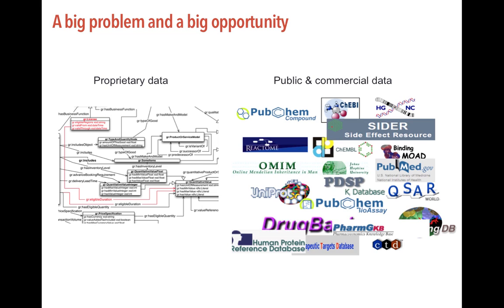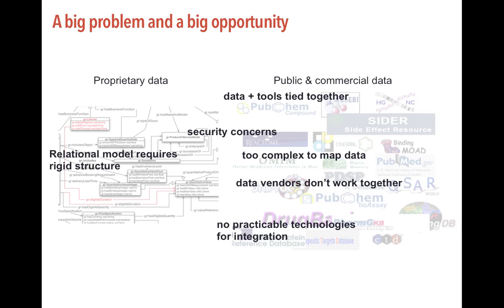But then we have this huge, rich store of public and commercial data that's available, that particularly in the last 10 years has developed. But there's no simple way to map what's going on in the proprietary data to what's going on in the public data. And even more importantly, to be able to find associations between entities in both public and private data, and make predictions about, for instance, the action of drugs or targets based on that data. So why haven't we solved this problem?